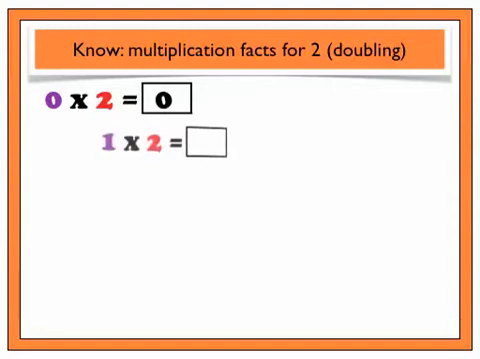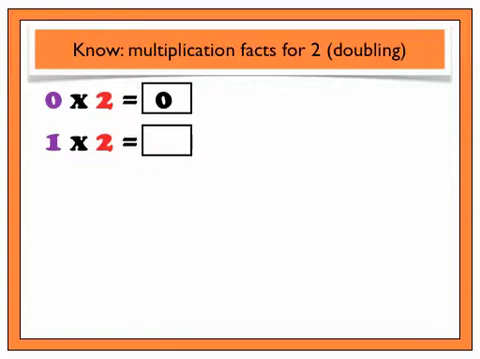Now, here we have 1 times 2. The story for this equation could be that we now have 1 flower pot with 2 flowers in it, and therefore we would have a total of 2 flowers. Let's continue learning our 2 times tables. Please join in with me.